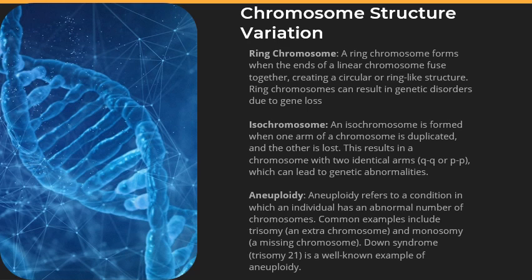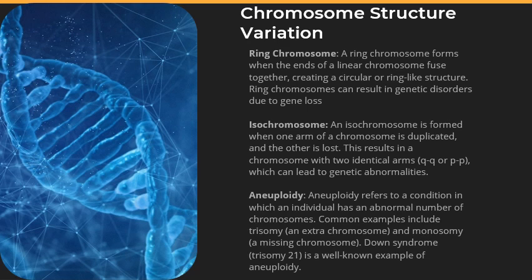Last on this slide is aneuploidy. Aneuploidy is a chromosomal abnormality characterized by an abnormal number of chromosomes within a cell. It can involve the gain or loss of a whole chromosome or parts of a chromosome. This often results from errors during cell division, particularly during meiosis or mitosis. Trisomy, an extra chromosome, and monosomy, a missing chromosome, are common examples.